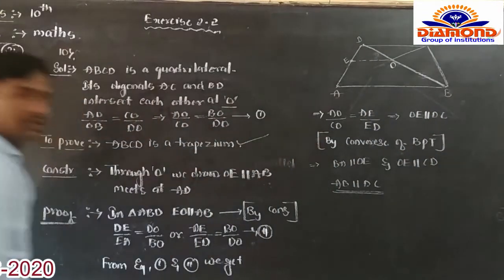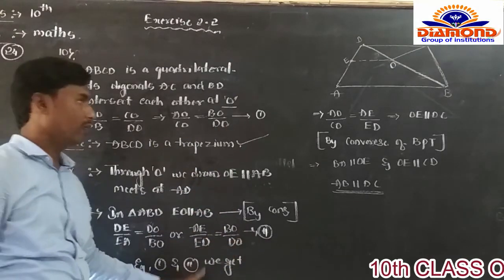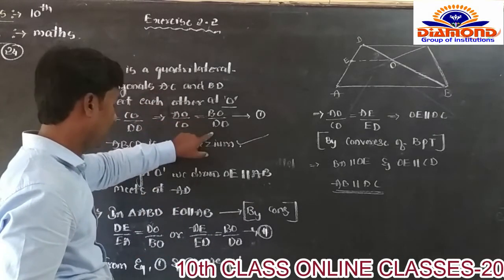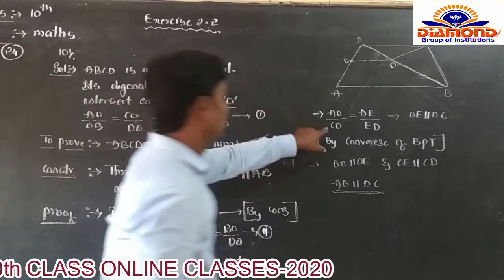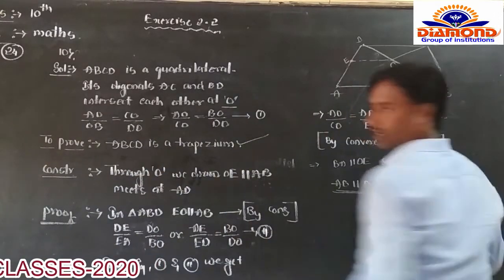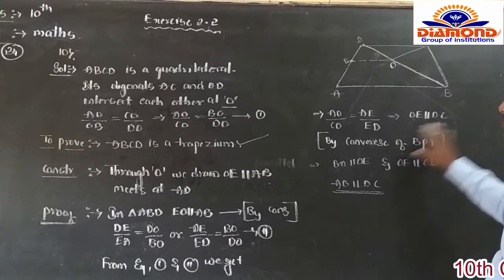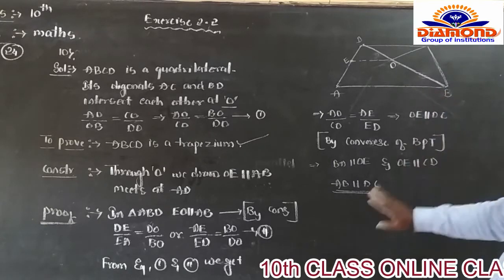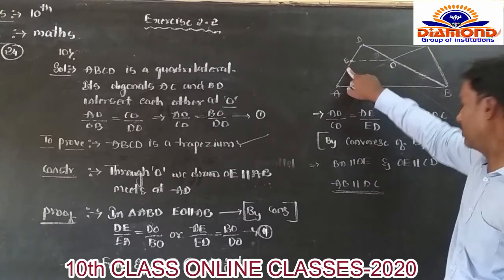From equation 1 and 2 we get, here BO by DO is there, here also BO by DO is there. So we can write AO by CO is equal to AE by ED. So AE by ED. Then we know that OE is parallel to DC. So by the converse of the BPT theorem, we will get that BA is parallel to OE.